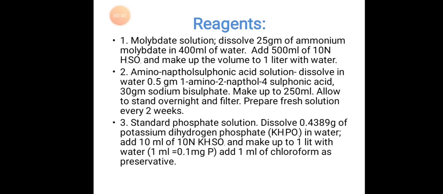Reagents: molybdate solution. Dissolve 25 grams of ammonium molybdate in 400 ml of water. Add 500 ml of 10 normal H2SO4 and make up the volume to 1 liter with water.